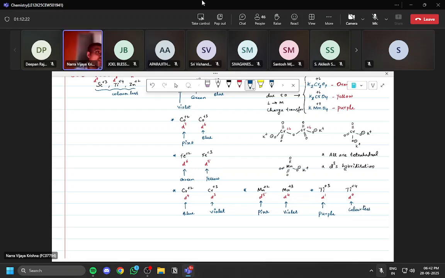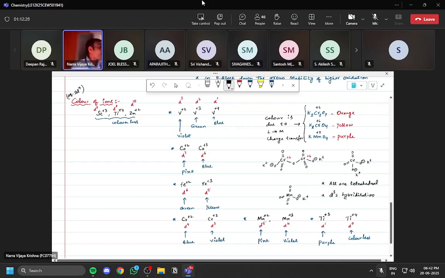Is there any other element showing different oxidation states? No. Now, these are the different elements showing different oxidation states. Now I am talking about ions showing the same color. Now identify the ions which show the same color, violet.